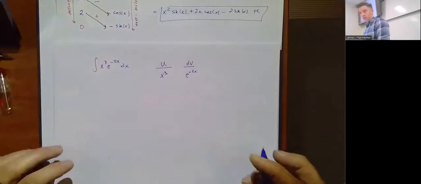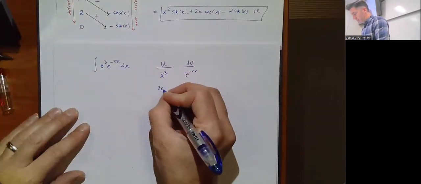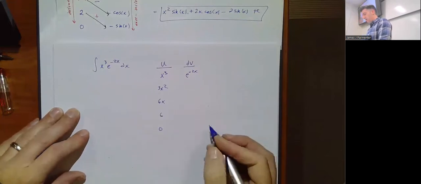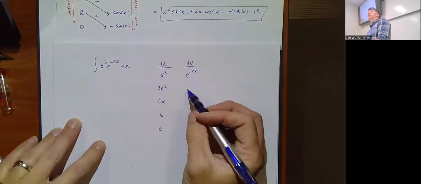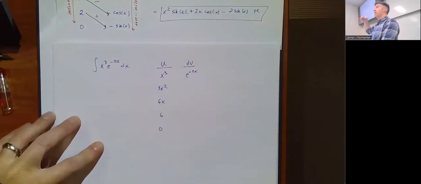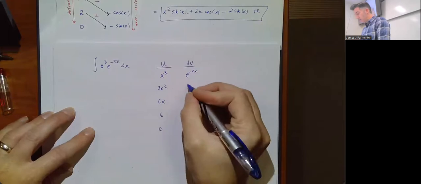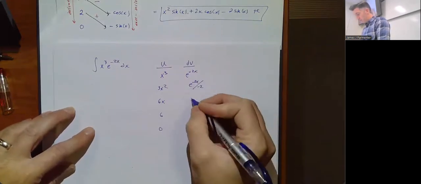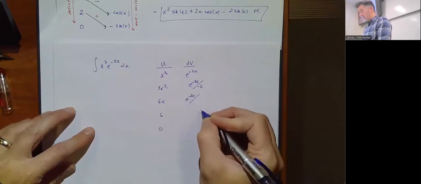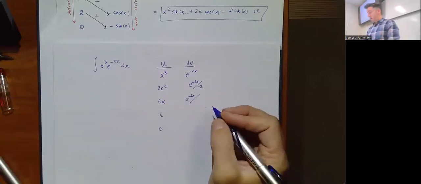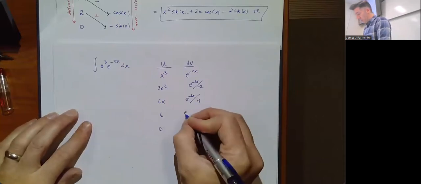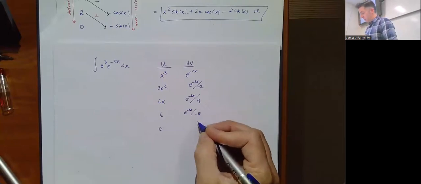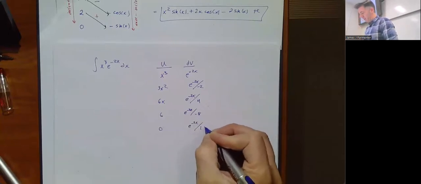We're going to start differentiating. So the derivative of x cubed is 3x squared. Derivative of that is 6x. Derivative of that is 6. Derivative of that is 0. And then we do the same number here. So every time we integrate e to the negative 2x, we're going to divide by another negative 2. So the first antiderivative here is e to the negative 2x divided by negative 2. And the next one's going to be e to the negative 2x divided by negative 2 times negative 2, which is positive 4. And the next one's going to be e to the negative 2x divided by negative 2 times negative 2 times negative 2, which is negative 8. And then finally, e to the negative 2x divided by positive 16.